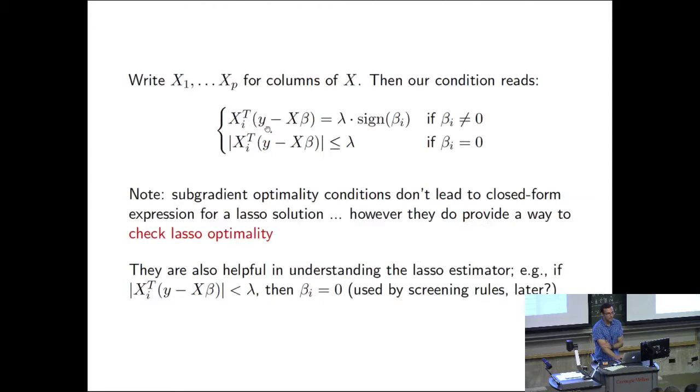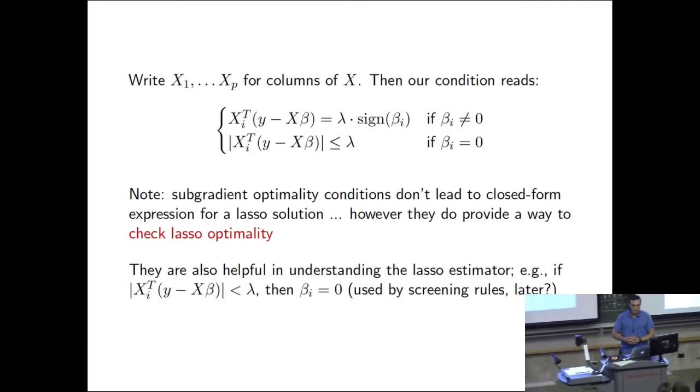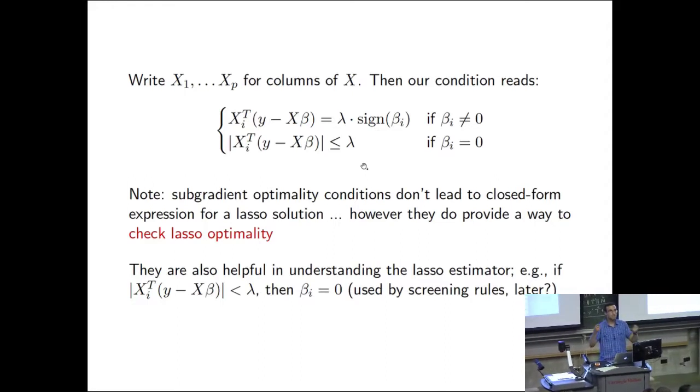That says that xi transpose the residual, y minus x beta, must be lambda times the sign of beta I, if beta I is not 0. And otherwise, it must be equal to lambda times anything between -1 and 1. So equivalently, I can say that the absolute value of xi transpose the residual is less than or equal to lambda when beta I is 0. So this is subgradient optimality for the lasso.